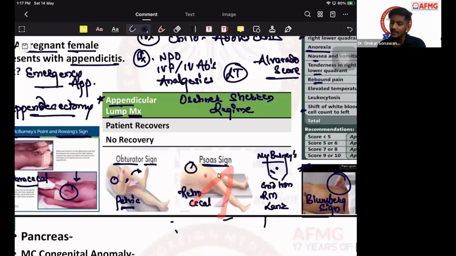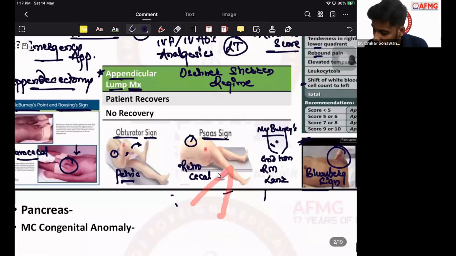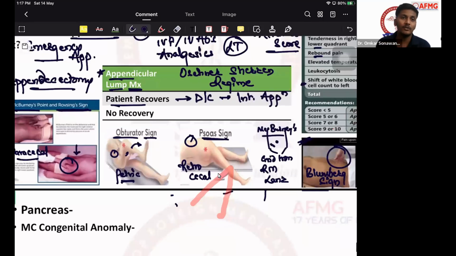No issues with this. Remember, if they ask you, in appendicular lump the treatment of choice would be the conservative regime known as the Ochsner-Sherren regime. If the patient recovers by the Ochsner-Sherren regime, you discharge the patient and call them for interval appendicectomy. Interval appendicectomy is performed after 6 weeks. Remember, any interval surgery is usually performed after 6 weeks.